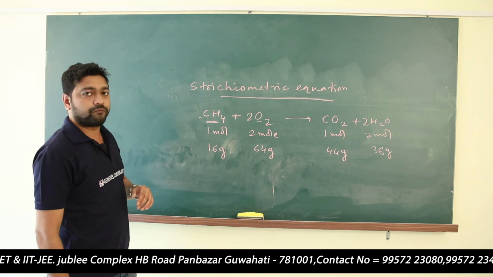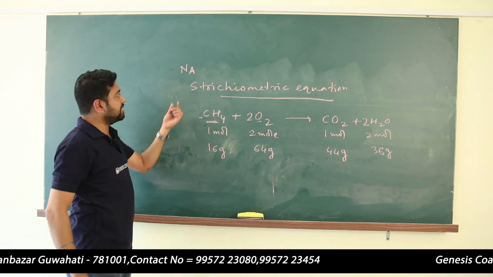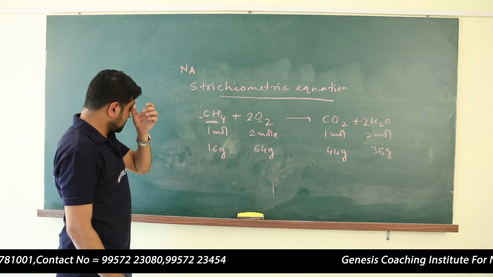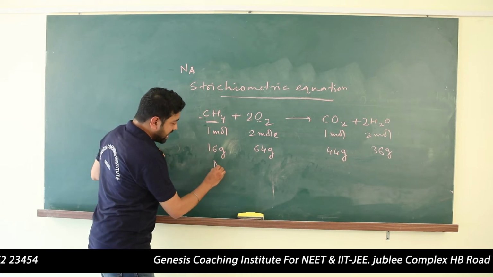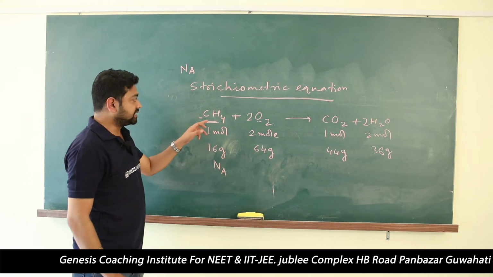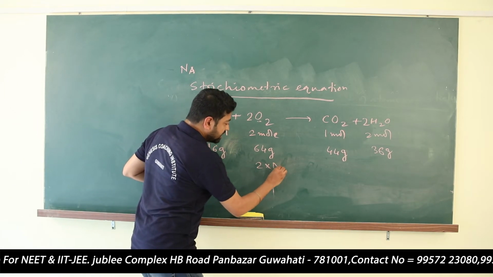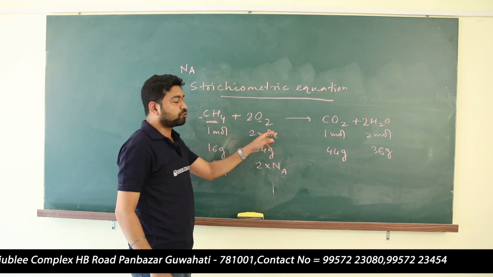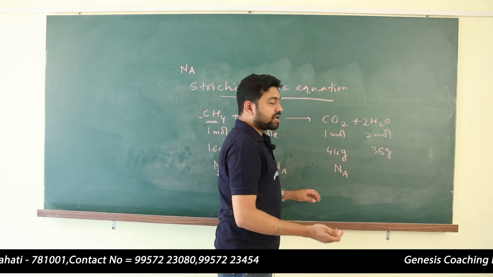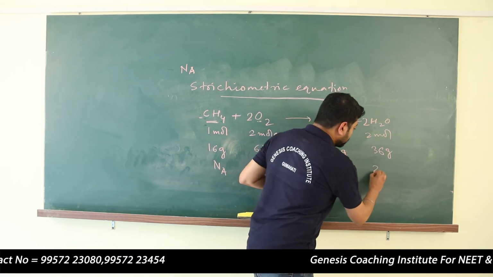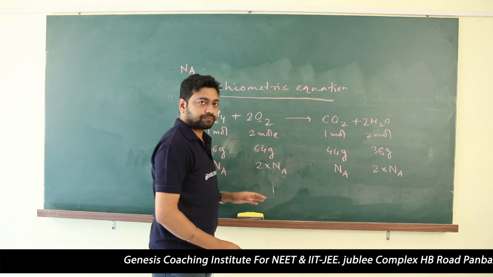Now go in terms of number. Here I can write Na, the Avogadro's number, which is fixed. Now 1 mole is in terms of molecules. So Na number of CH4 molecules reacts with 2 into Na number of O2 molecules to give Na number of carbon dioxide molecules and 2 into Na number of H2O molecules.